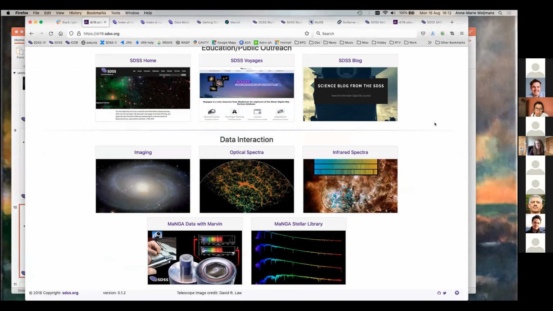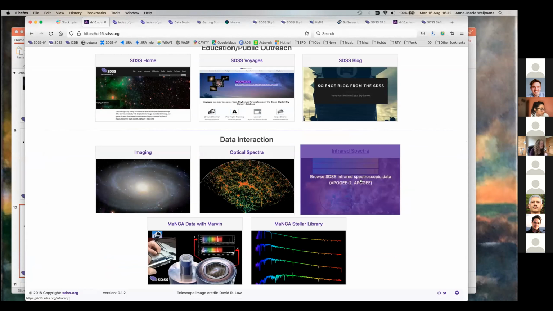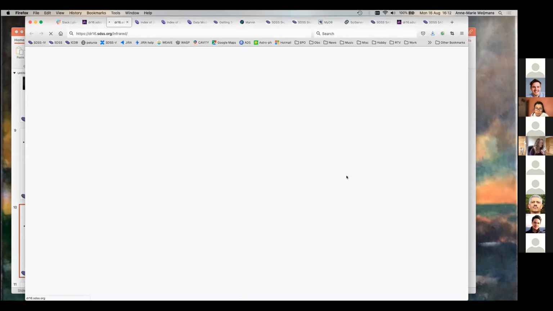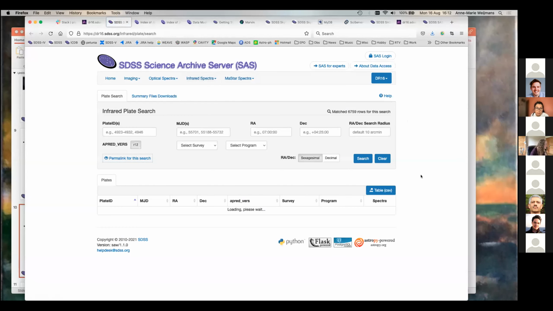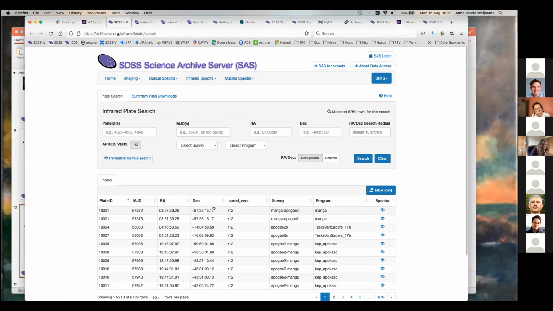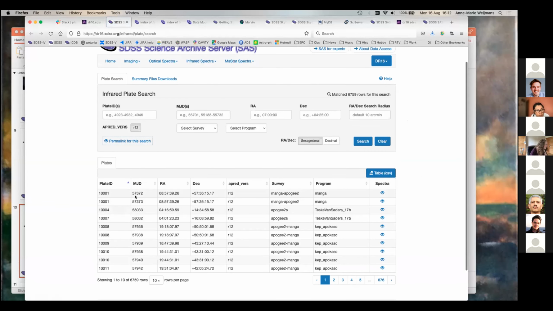And this is actually the part of the talk I most enjoy, because this always forces me to really look into different data products of surveys that I'm a bit less familiar with. So I'm just going to go to infrared and get a bit of APOGEE data. There we are. It's loading. It will now give you all the plates, all the spectra observed by APOGEE with the different programs, whether that was co-observing in the south, etc. There's a lot of them.